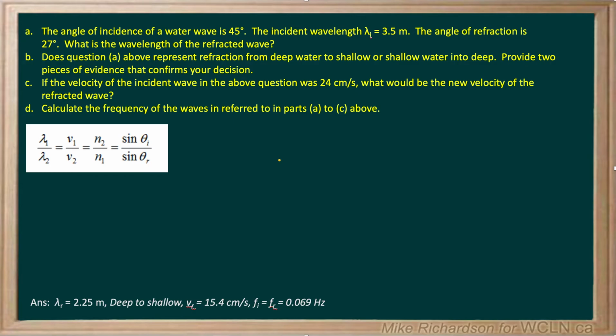The angle of incidence of a water wave is 45 degrees. The incident wavelength is 3.5 meters. The angle of refraction is 27 degrees. What is the wavelength on the refracted side?